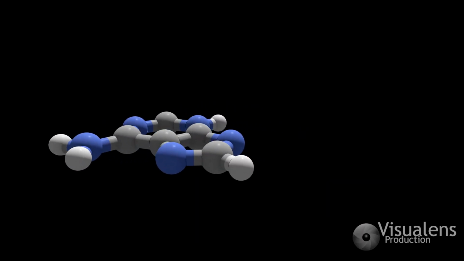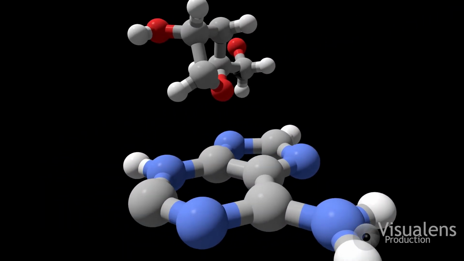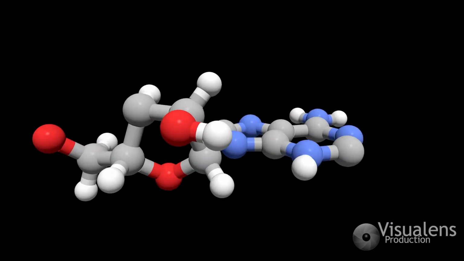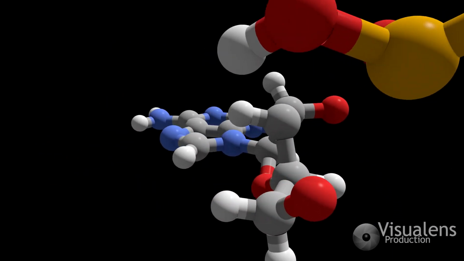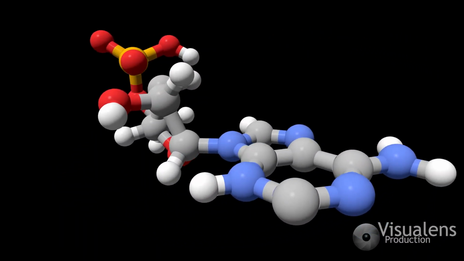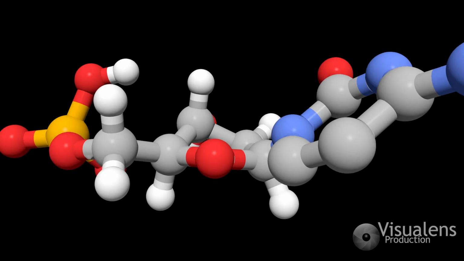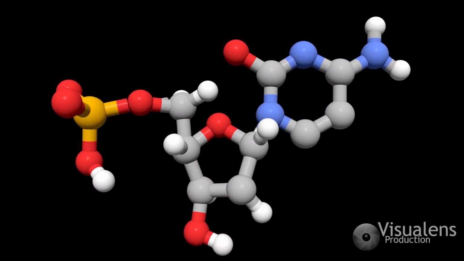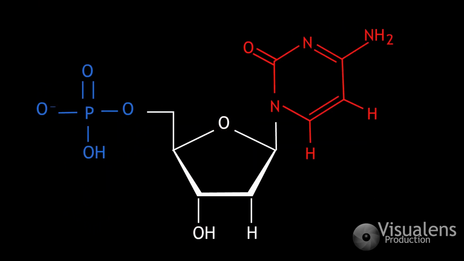The bases are linked to the sugar component by an N-glycosidic bond. This molecule is called nucleoside. The nucleotide is then formed by bonding the phosphate with an ester bond. Let's now imagine the nucleotide as a structural formula.